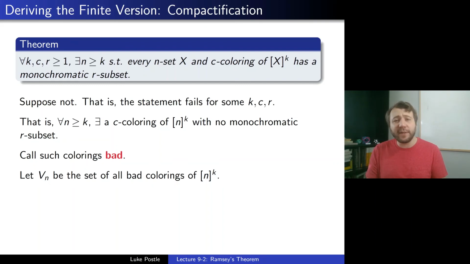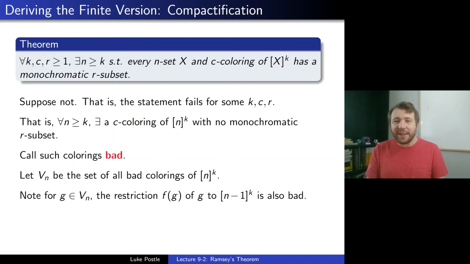To that end, we'll let V_n be the set of all bad colorings of [n]^k. We're claiming exactly in the line before that for every n there is a bad coloring. And if you think about it, if you're an element of V_n, call it little g, so if you're a bad coloring, then if you restrict that to [n-1]^k, so if you throw out that last vertex, the vertex n, then you're still bad. You still don't have a monochromatic R subset. If you didn't have it, throwing out some vertices, you still won't have it. So we'll let F denote the restriction when you throw out that last element.